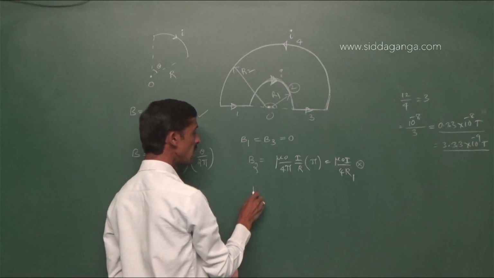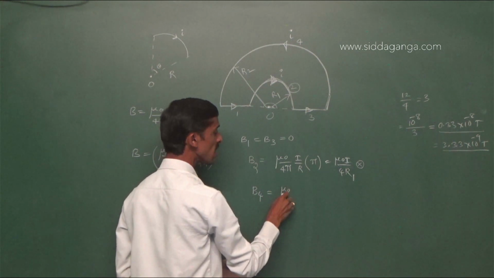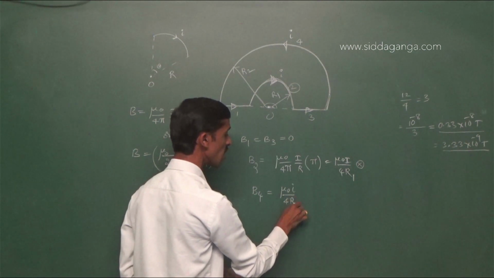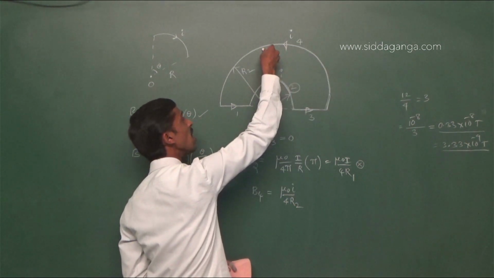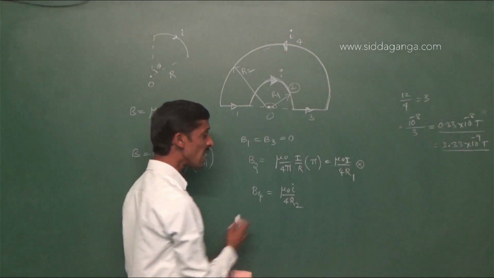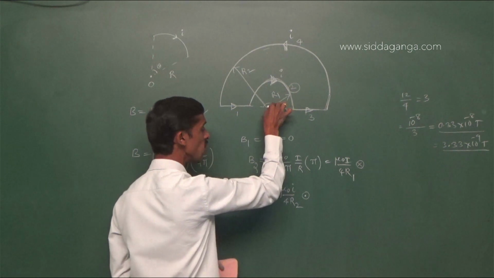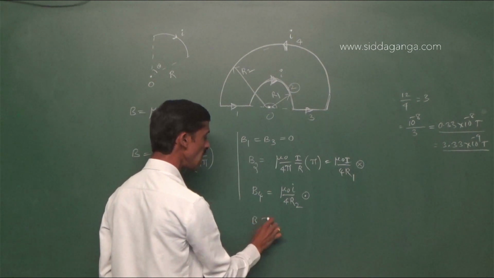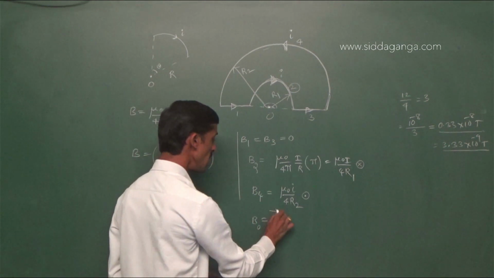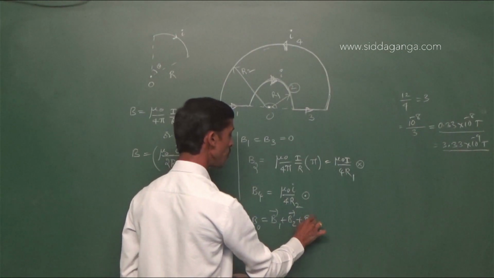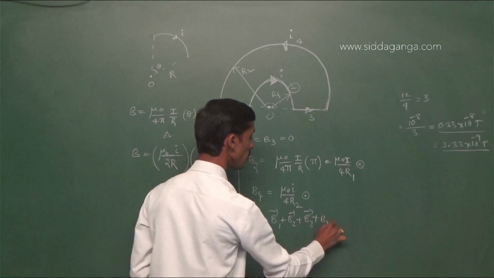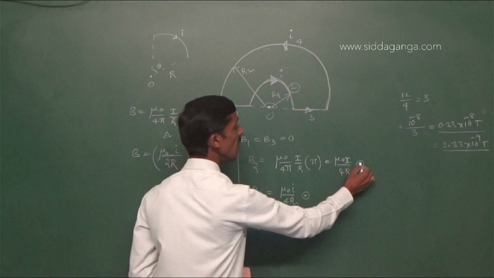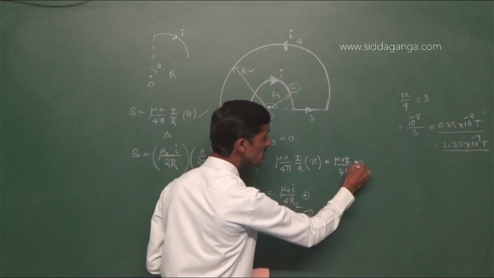Again, one more section will be there, that is the fourth part. That is also a semicircle. The same amount of current is flowing through it, but its radius is R2. The direction of the current in that part will be anti-clockwise. So the direction of the magnetic field at the center O is perpendicular to the plane, outward. So the net magnetic field at point O is the vector sum of all these. B1 and B3 are 0.